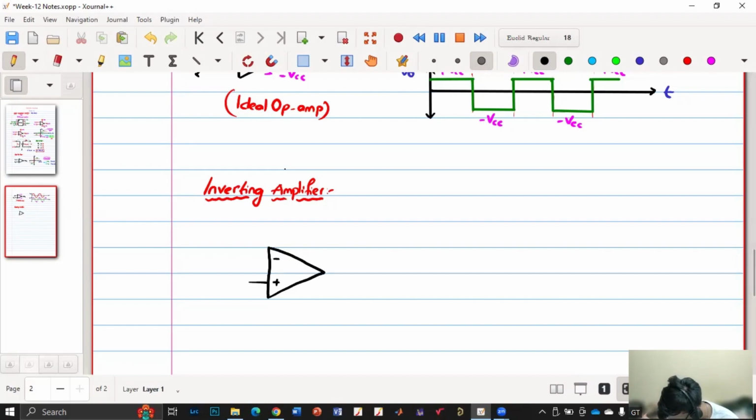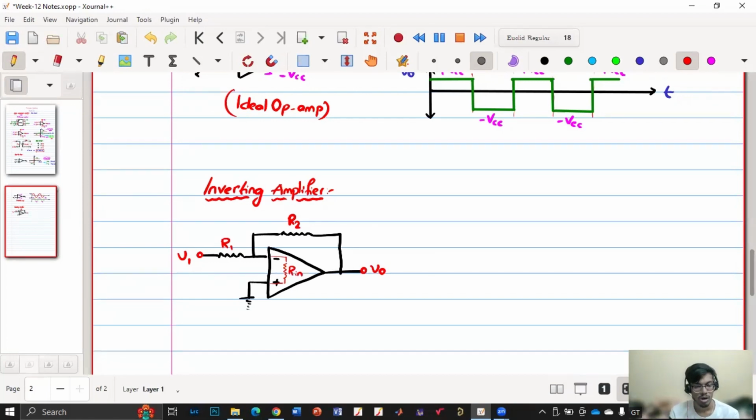So inverting amplifier, the structure is something like this. Minus and plus, and plus is grounded, and at minus we have one resistance, and at plus we have another resistance. And this is my V1 and V2 is 0. This is my R1, this is my R2 and this is my V0. And here we have that Rin, right?